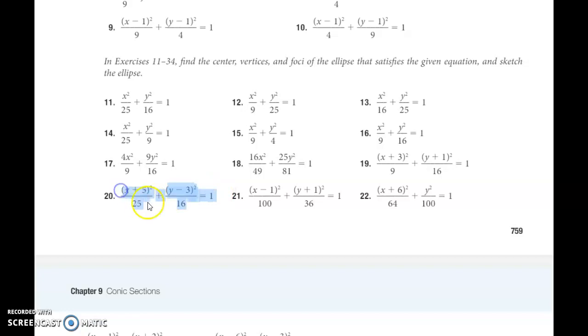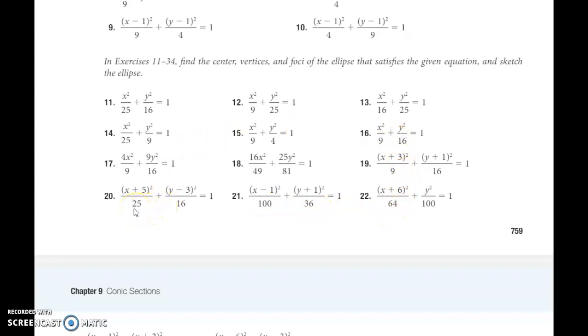This one here tells us right away that the center is at -5. Remember, the formula says x minus something. So this one here is -5. And then it says y minus something, which means it's at 3. So the center is actually at -5 and 3. Notice the denominators are nice squares, right?